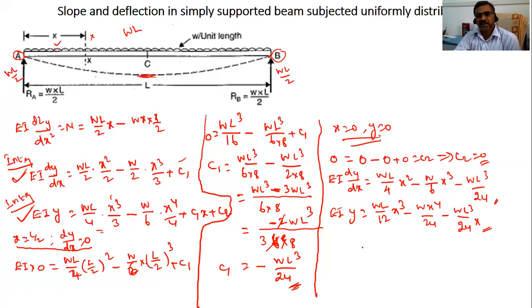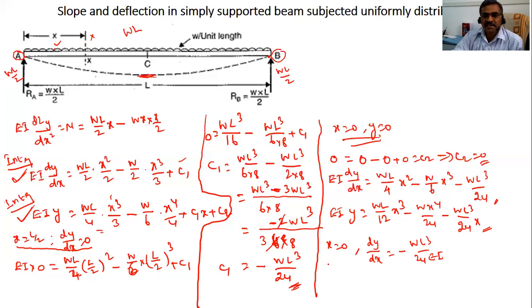By using this equation, we can find the slope and deflection at any point by substituting the value of x. If you want to find the maximum slope, you substitute x is equal to 0. You will get dy by dx equal to minus W L cube by 24 EI. This is the maximum slope, that is at point A.